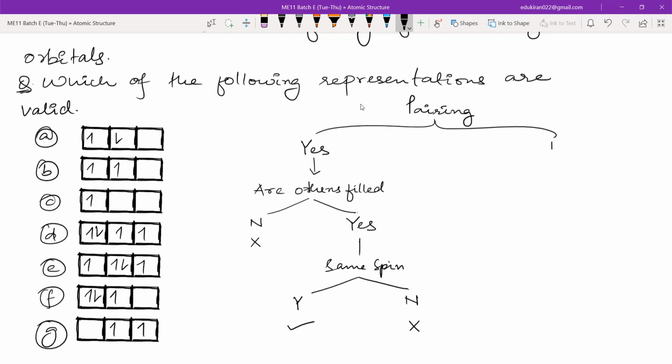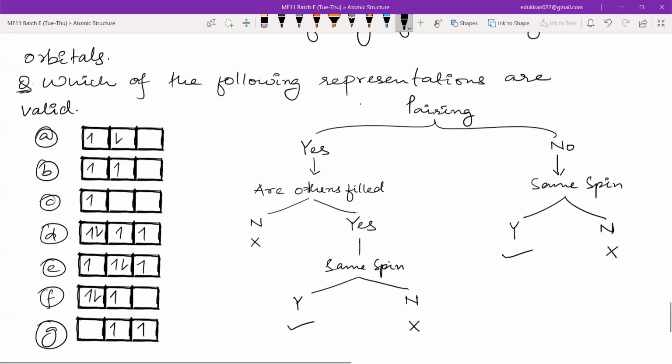Is pairing done? No. Then you will ask, are the others filled with the same spin? Then you will get two answers, yes or no. If it is yes, that is right. If it is no, it is wrong. Okay. So pairing, yes or no.